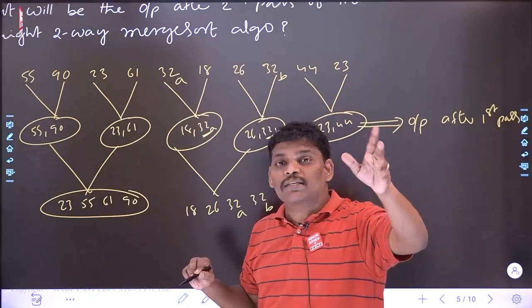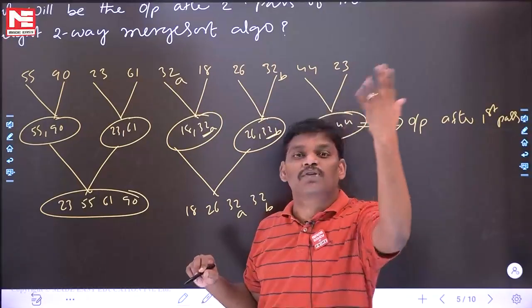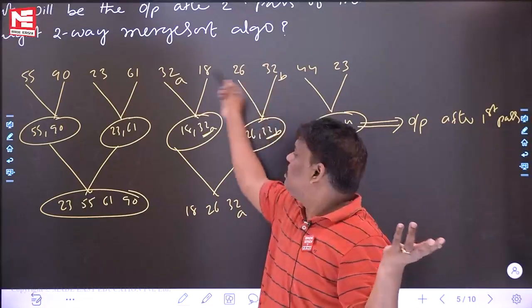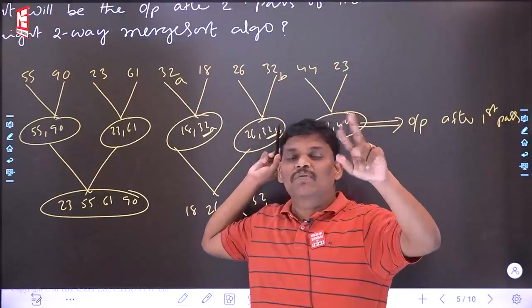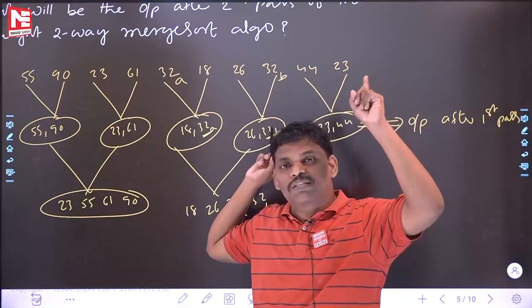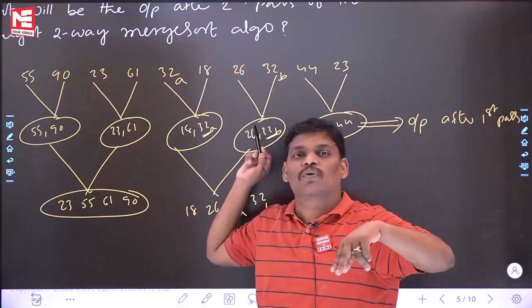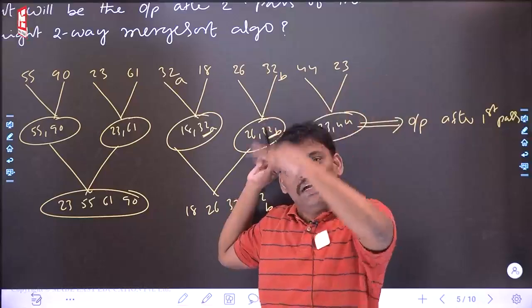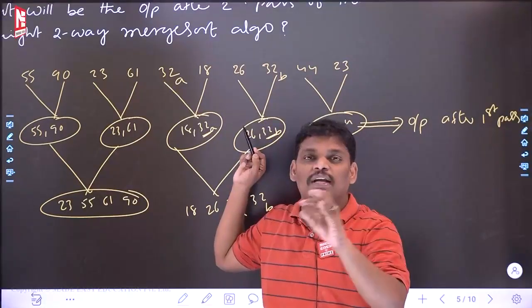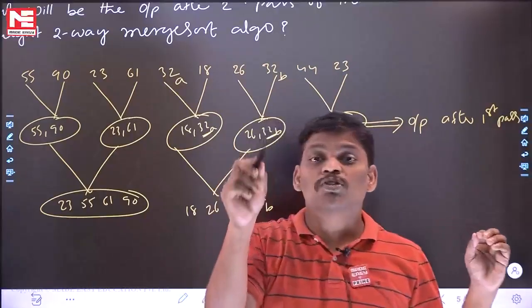Repetitive elements order will not change after sorting. If you see in the given array, repetitive elements are the 32s, two 32s are there. In the input, the first 32 is 32A, the second 32 is 32B. After sorting also, the first 32 is followed by the second 32. This particular kind of behavior of a sorting algorithm is known as a stable sorting algorithm.